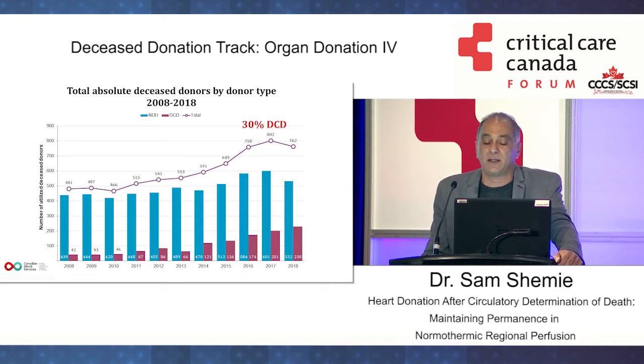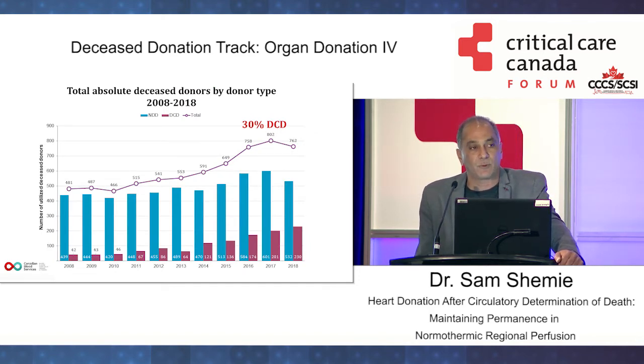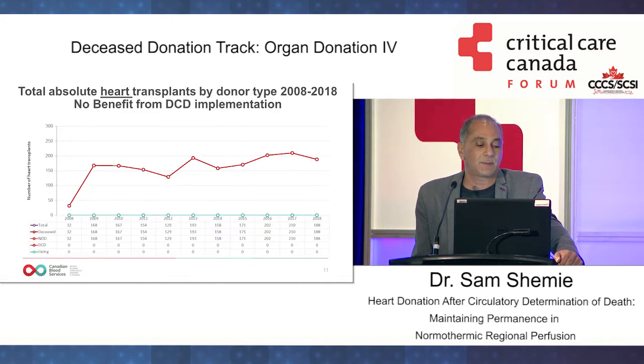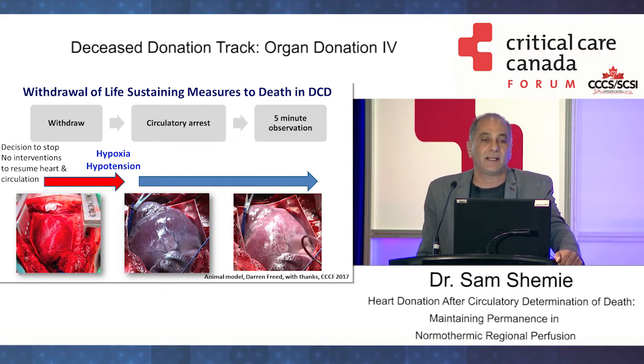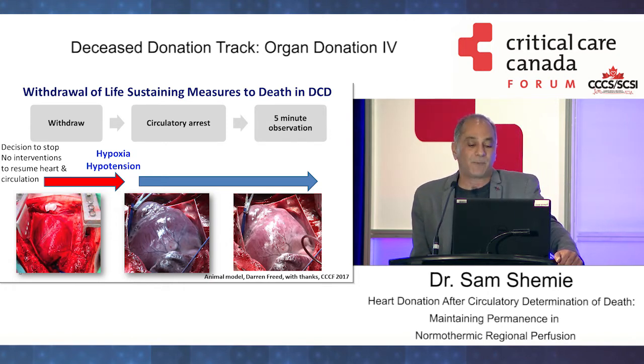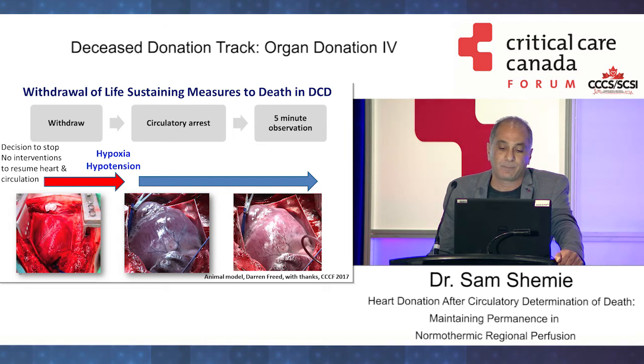30% of our donors are DCD, and it's been responsible for the largest quantitative increase in donation for all organs except for the heart, which has not benefited from the advances in DCD because the heart has stopped. Previously you couldn't transplant that heart, because from withdrawal to circulatory arrest there's a hypoxic, hypotensive phase that leads to a cardiac arrest and an ischemic, anoxic heart, and previously we thought we couldn't reanimate that.